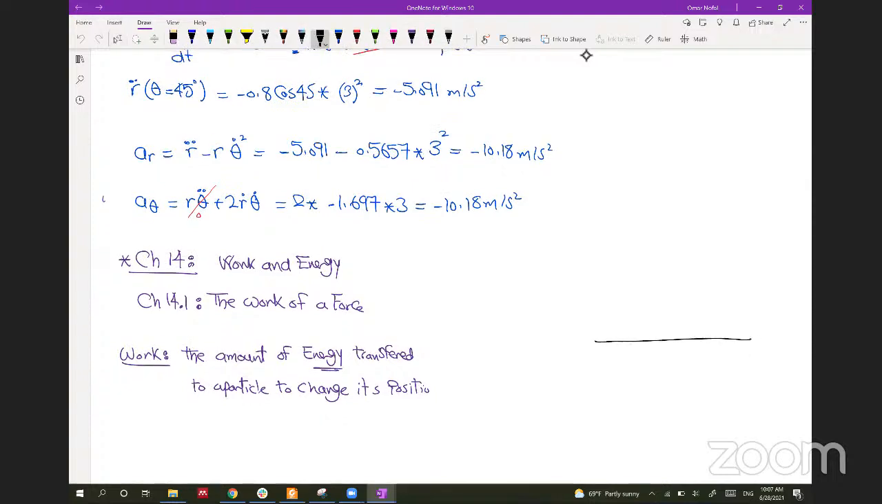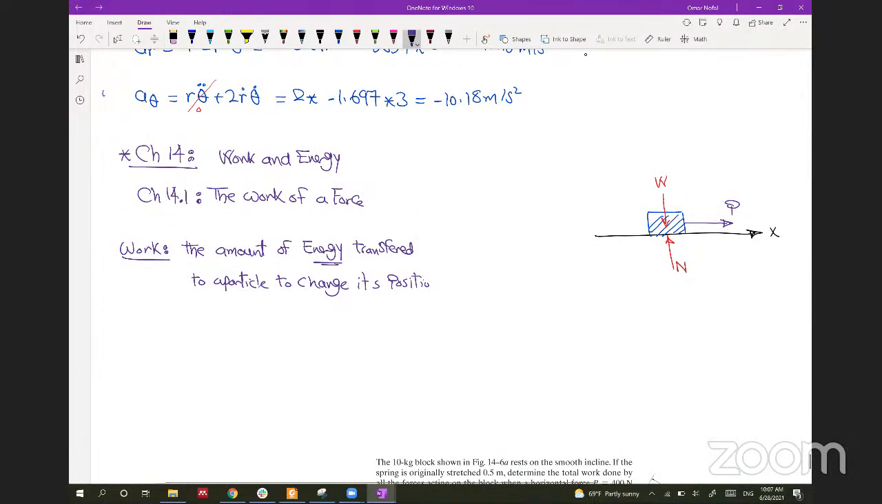Right now, let's assume that we have a surface, and this is the x direction, and we have a body here. This body has a weight W, and the surface is exerting a reaction N on this body, and there is a force P pulling this body. So let's see what the concept of work is. In general, the work is equal to the force multiplied by the displacement. If you were able to move this body to this location by a certain amount of force, then the force multiplied by this distance will give you the amount of work.